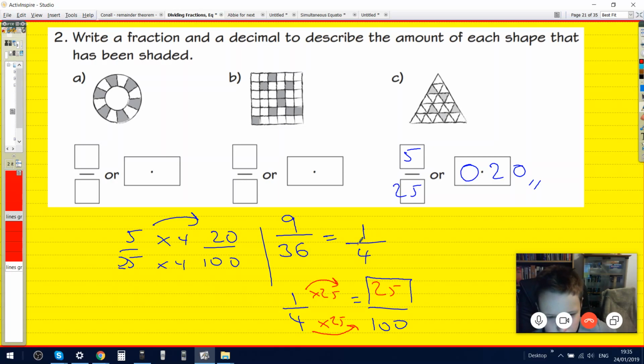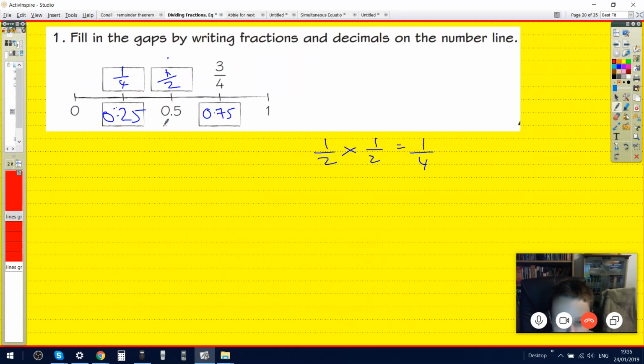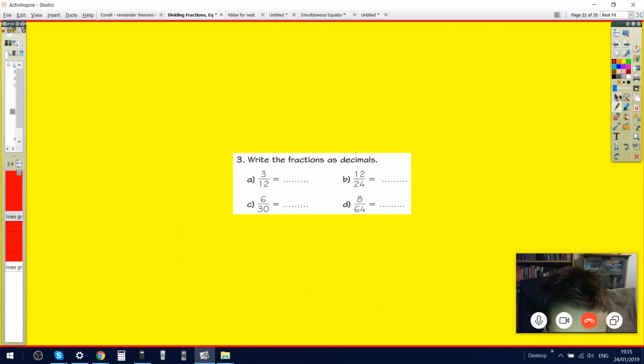So the decimal is 0.25. Well done. And that was this one that we saw a second ago. This one here. And so you can see how a quarter is a common fraction. A half is a common fraction, and so they come up a lot.